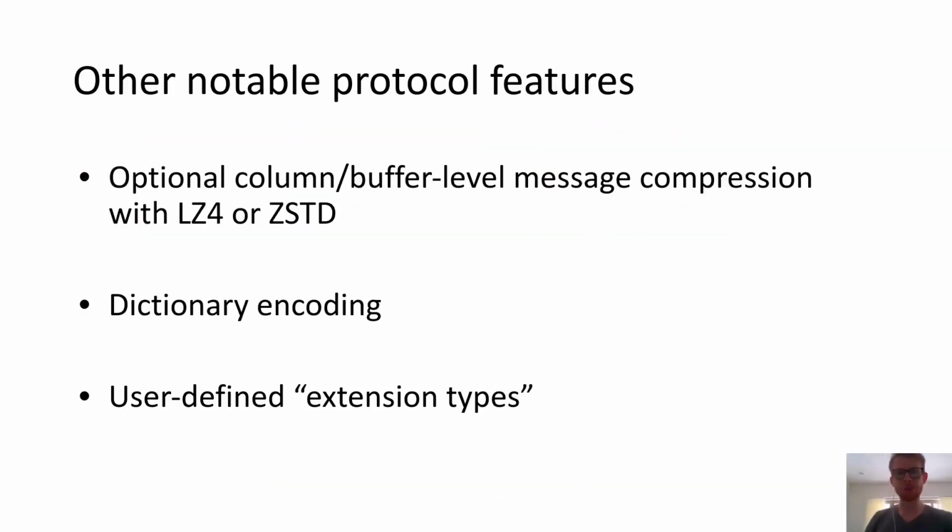There are some other things in the protocol which are useful for extensibility and performance. We just recently added LZ4 or ZSTD compression to the protocol, so if you need to make the messages smaller because your network is slow, you can do that. We have dictionary encoding, which allows you to compress the size of data with a lot of repeated values. And if you have data types that aren't part of the built-in set of Arrow types, you can create user-defined data types.